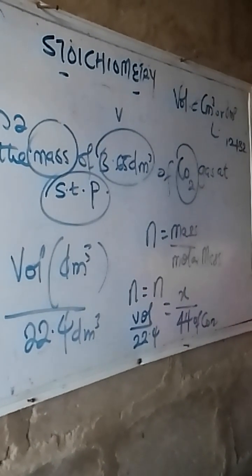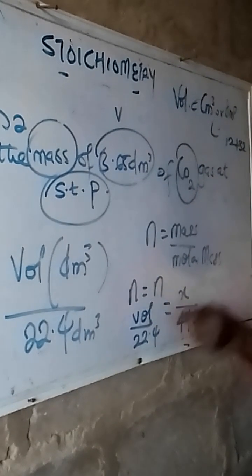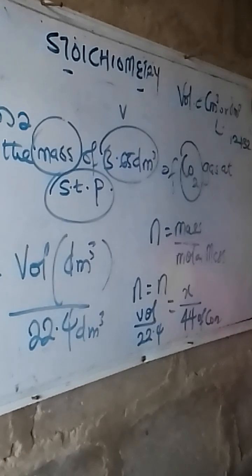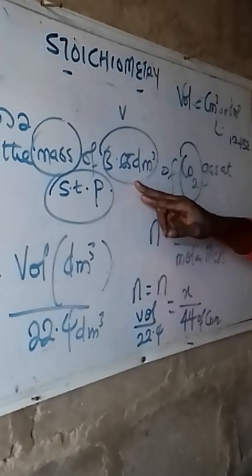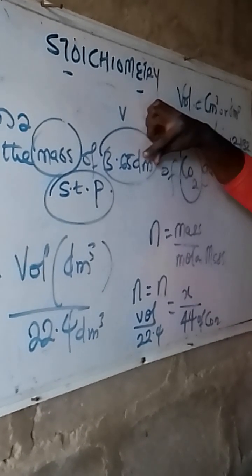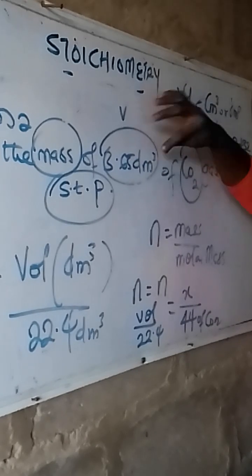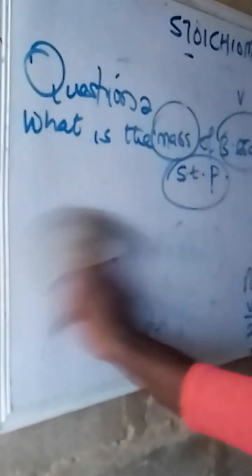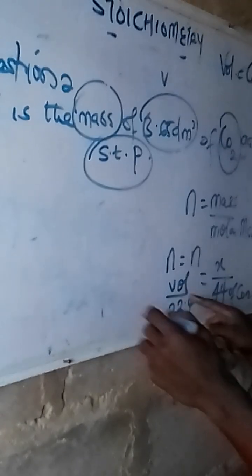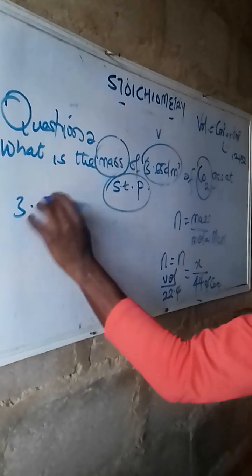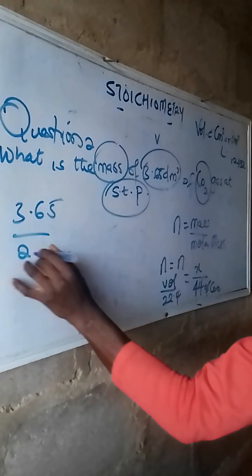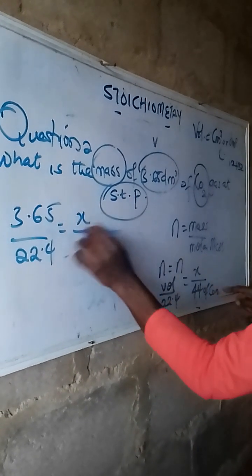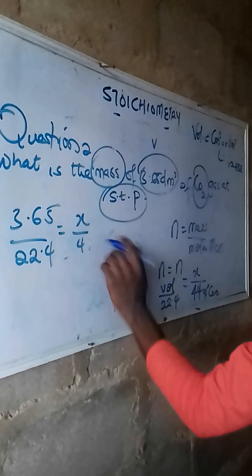Are we together? Then you cross multiply. But substitute in the volume. Are we going to convert this volume? No. Already it is in standard measure, dm cube. So therefore, what are we having? What is our volume? 3.65 divided by 22.4 equals to what? M over 44. M over 44.